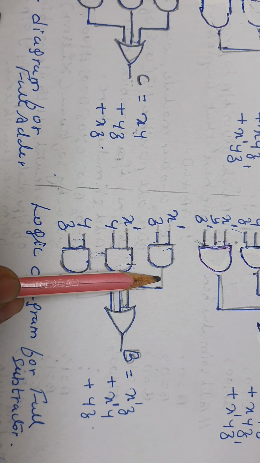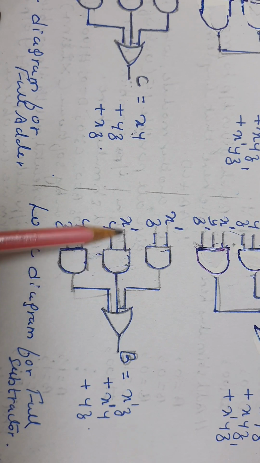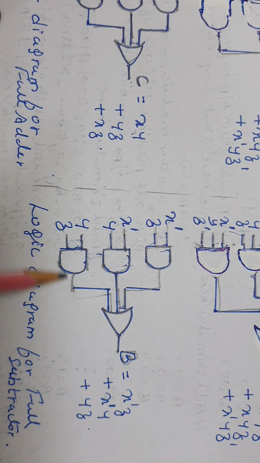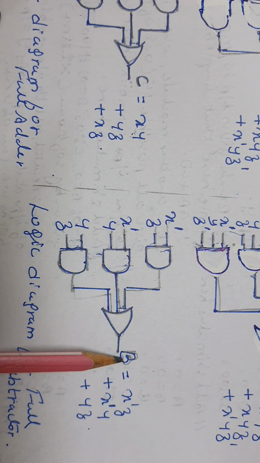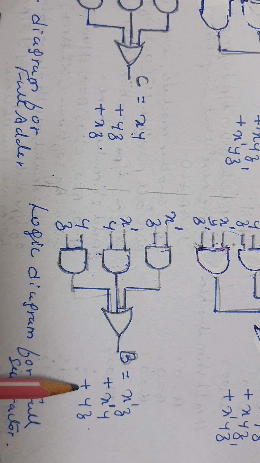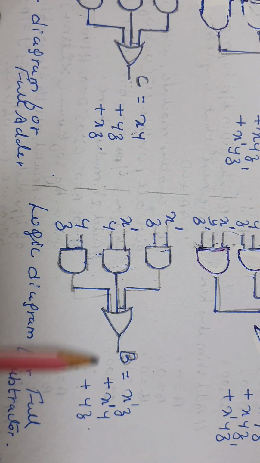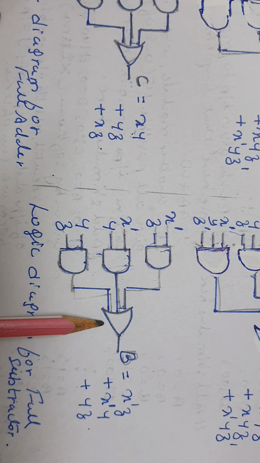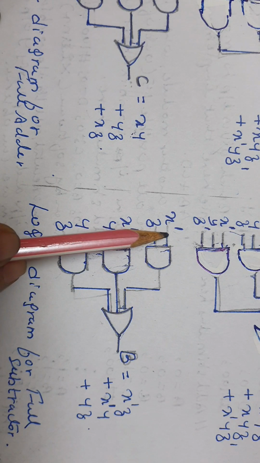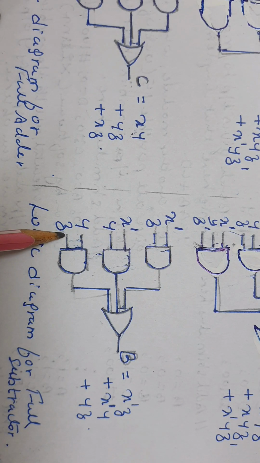So x dash z we get here. Similarly x dash y here. Similarly yz here. All are logically ORed. Then we get the borrow bit as this. For this we need 3 2-input AND gates and 1 3-input OR gate, similar to the carry bit of the full adder, but the inputs do vary.